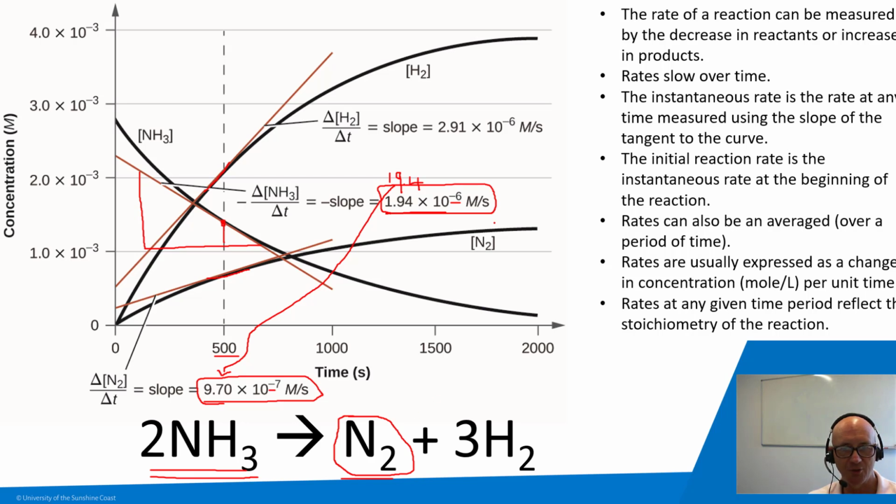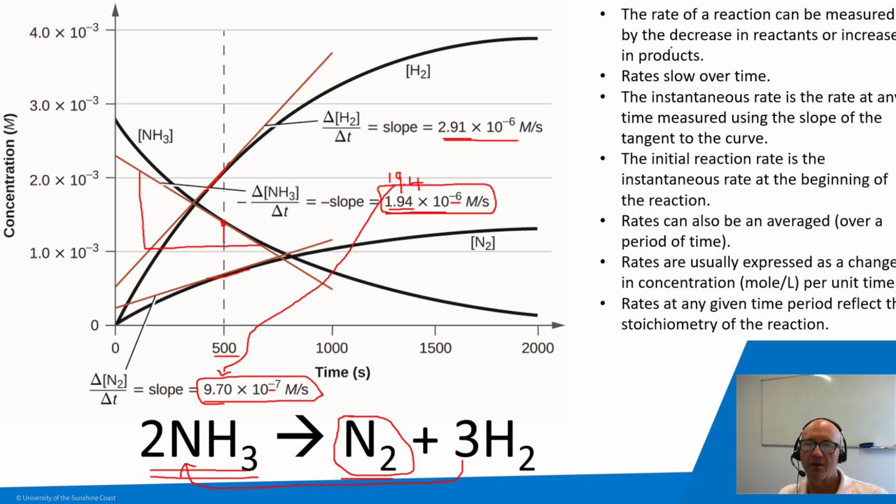And if you look at the hydrogen, when you compare the hydrogen here to the ammonia, you would expect that the hydrogen actually goes up at 3 on 2. In other words, 1.5 times the rate that the ammonia will decompose, and that's the case there, right? Because 1.5 times 1.94 is about 2.91. So it's about 2, that's about 3, it's about 1.5 times.